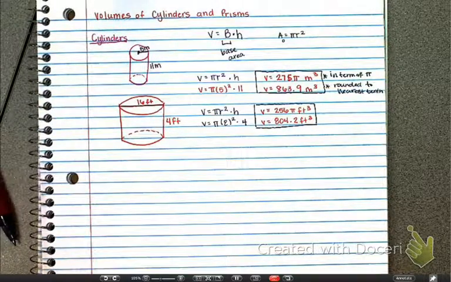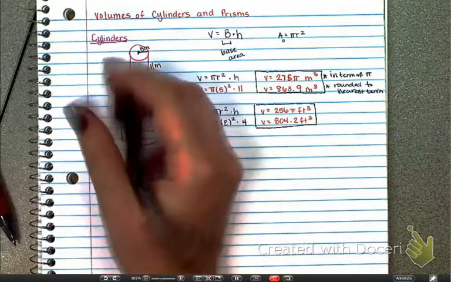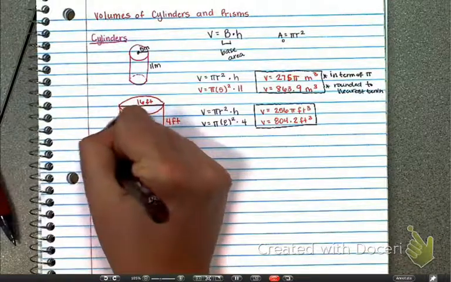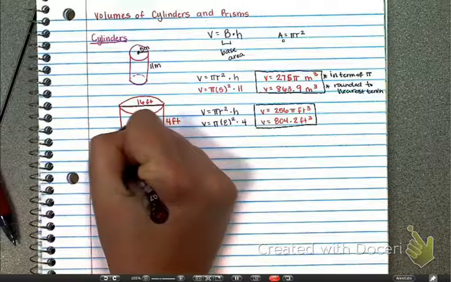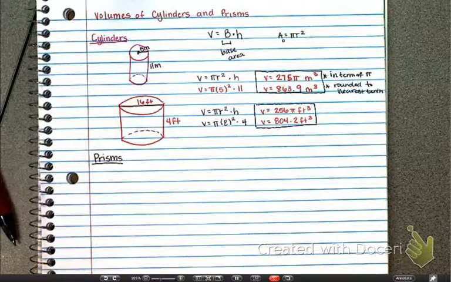Prisms are way more fun. Here we go. This is a prism. Prisms. Can someone give me an example of a prism that we use consistently on a daily basis? Not necessarily in here, but that you know of. A rectangular prism, yes, but give me a real life example.